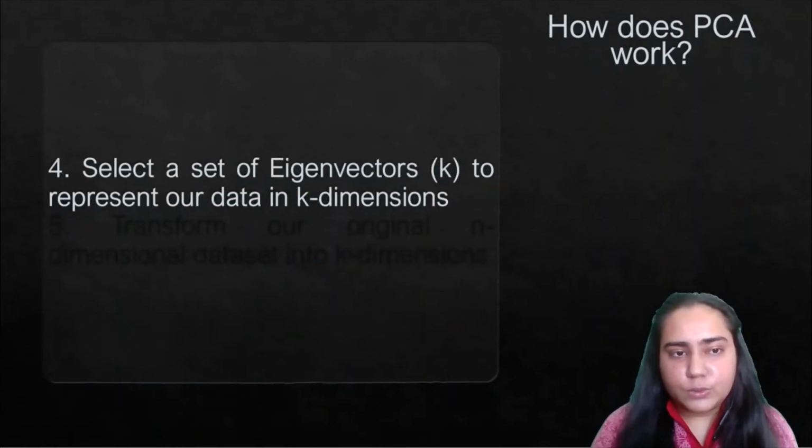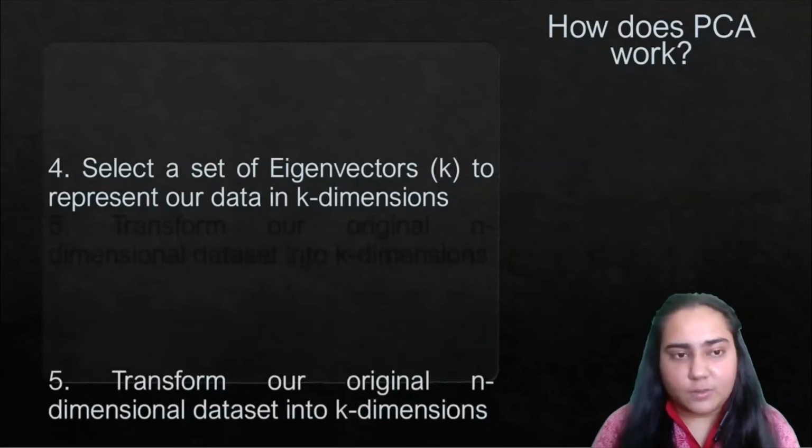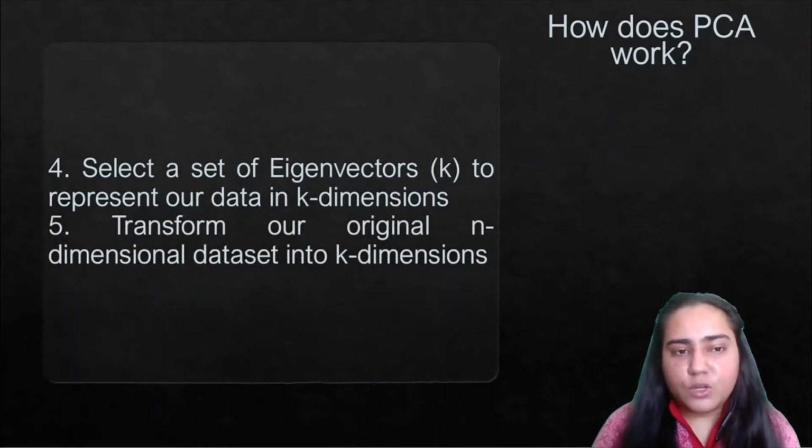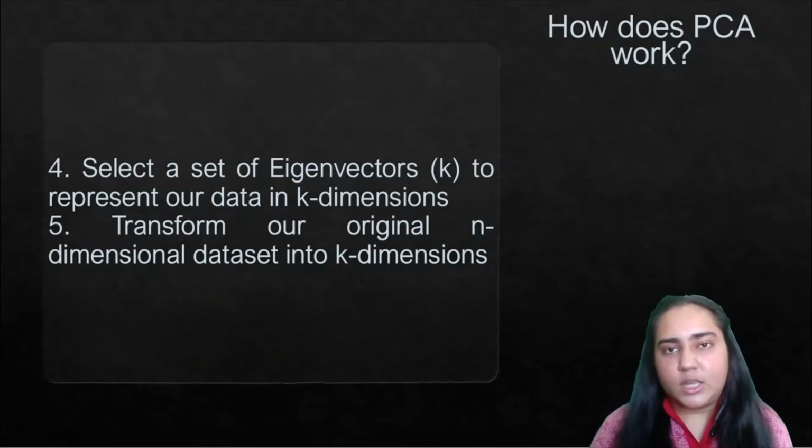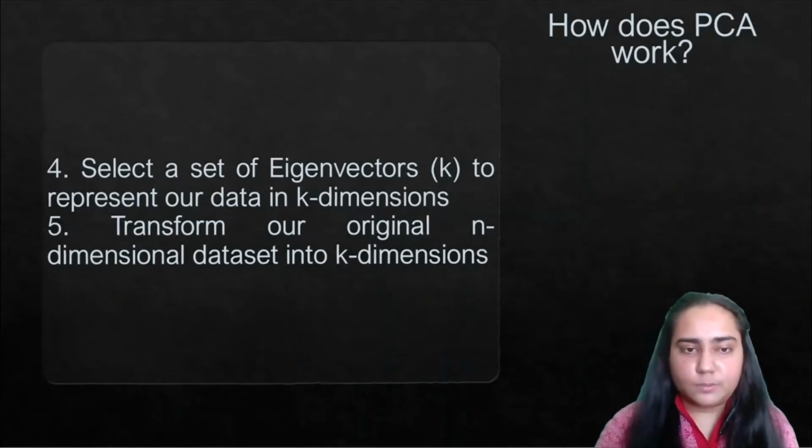Fourth step is to select a set of eigenvectors k to represent our data in k dimensions. So depending on how much reduction you want to do, you will select the value of k. So if you have 10 dimensions and you want to reduce 3, then you can select k as 7. Then the final step is to transform the original n-dimensional data set into k dimensions.